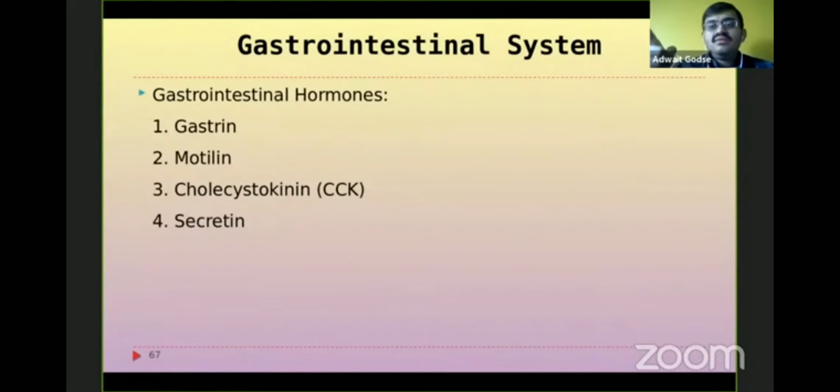Another very small topic, but if you do not understand this, you will surely be compromising your academic performance. Gastrointestinal hormones, very important. Questions are invariably asked on these, or at least concepts based on these. Gastrin and cholecystokinin are most important amongst these. So please read about them.